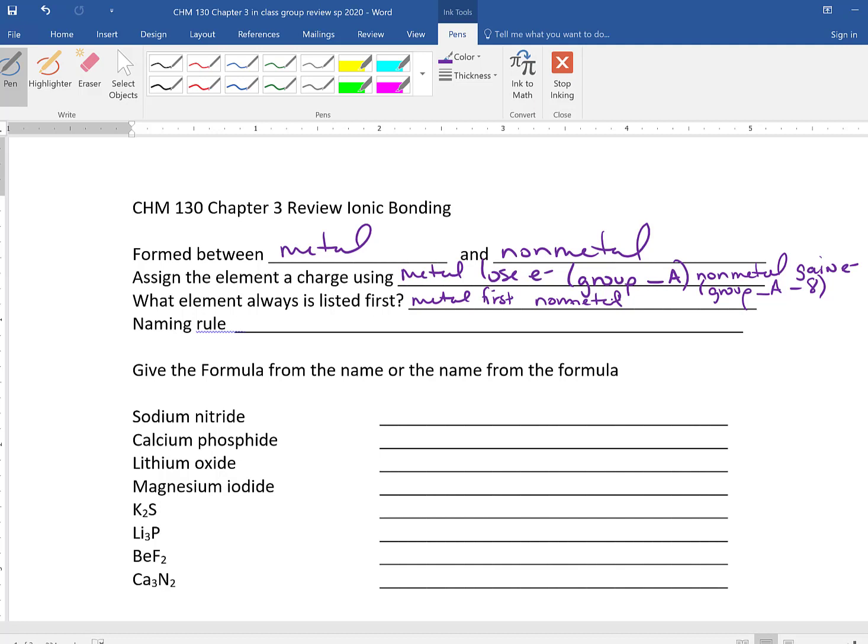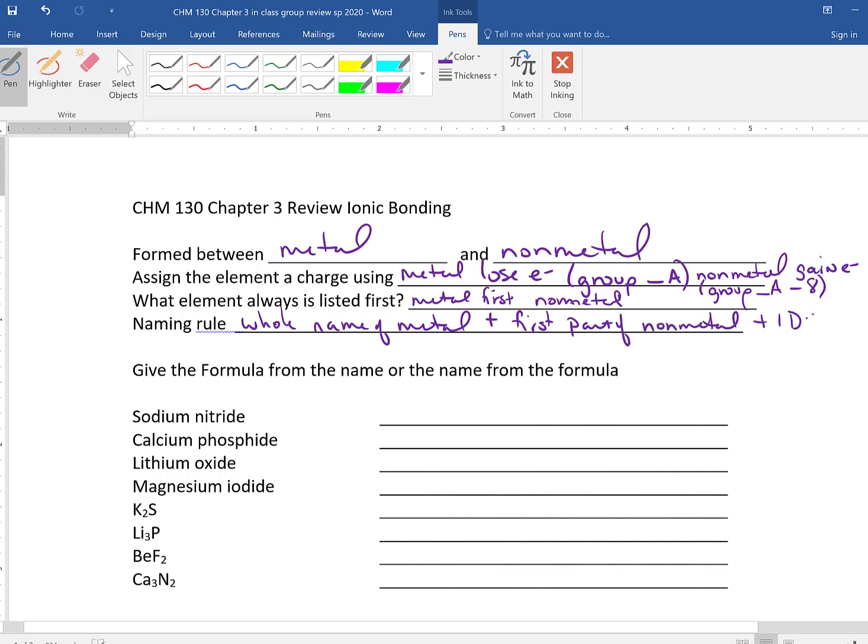Naming rule, you always use what? The full name of the metal. That's the first word in your ionic compound. And then you're going to add the second word: the first part of the nonmetal plus -ide. So like I said, the one that we talked about last time first, NaCl. Sodium is always listed first, and you would call that sodium chloride.